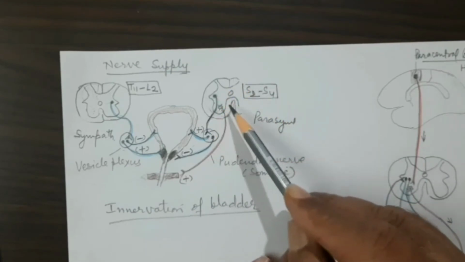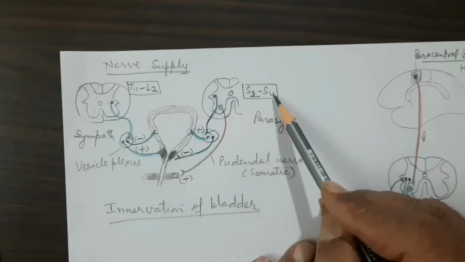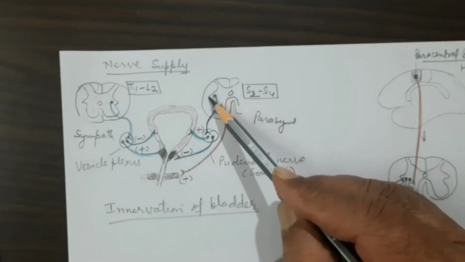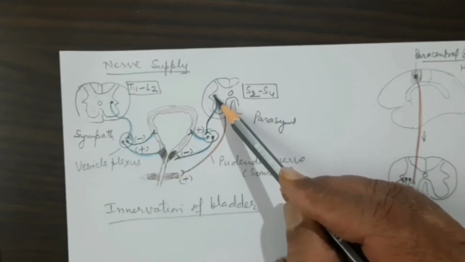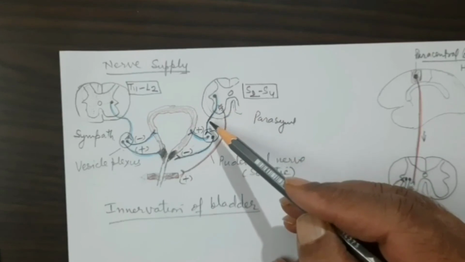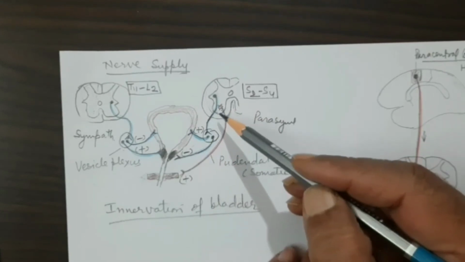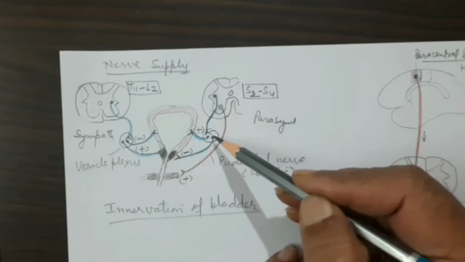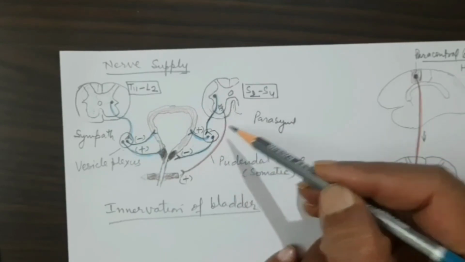So this is the spinal cord. For example, it is situated between the S2 and S4 sacral segments. And this is the lateral horn, where the preganglionic parasympathetic neurons are located. They send the preganglionic fibers, which come and then supply here.